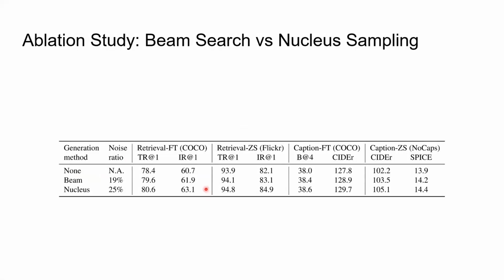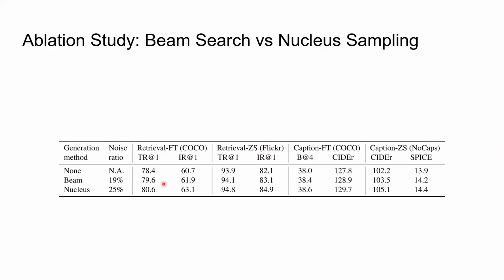There were 3 different ablation studies that we thought would be important to cover. The first one was beam search versus nucleus sampling. These are 2 different ways to do synthetic caption generation. Nucleus sampling is a stochastic decoding method, where you take each of the tokens that are sampled from a set of tokens whose cumulative probability exceeds a specific threshold.